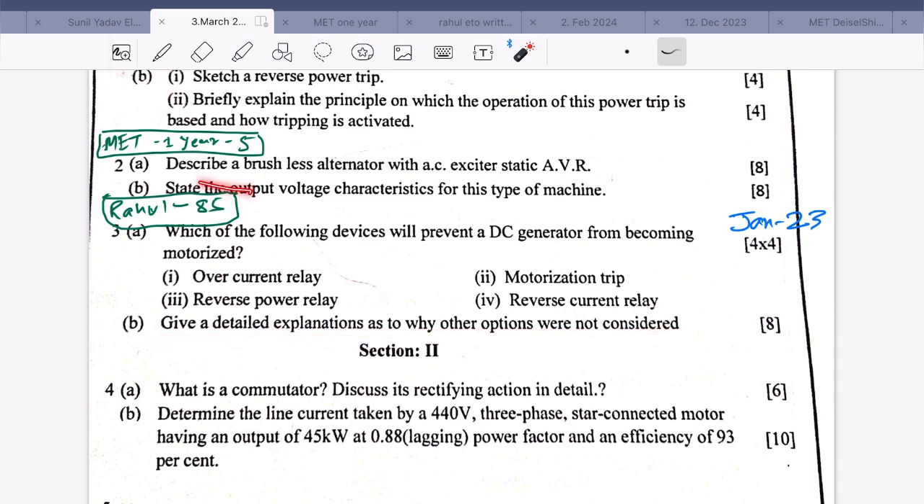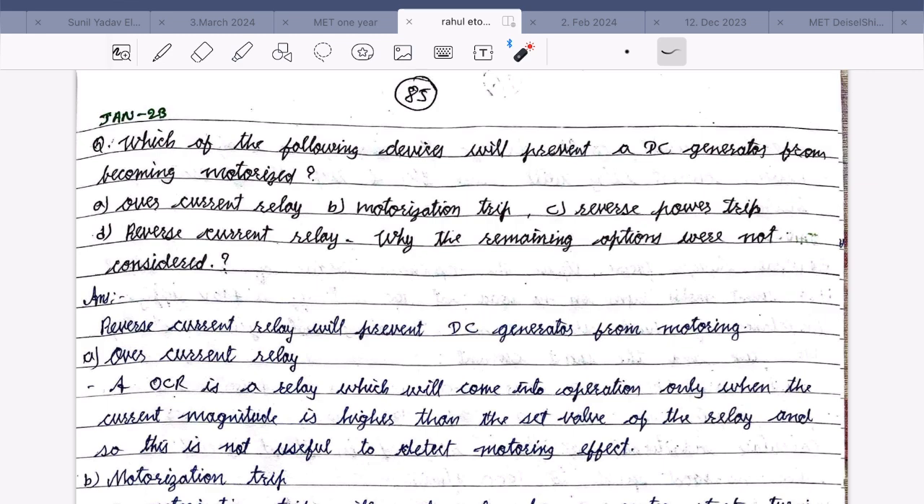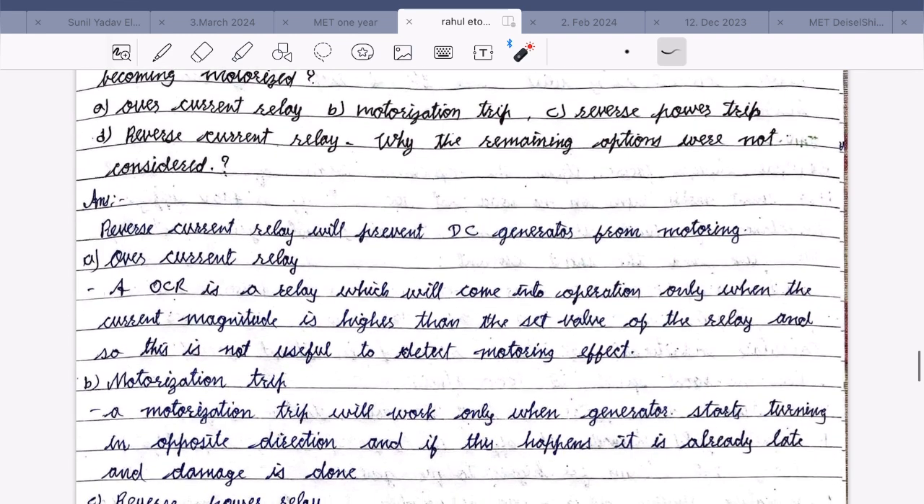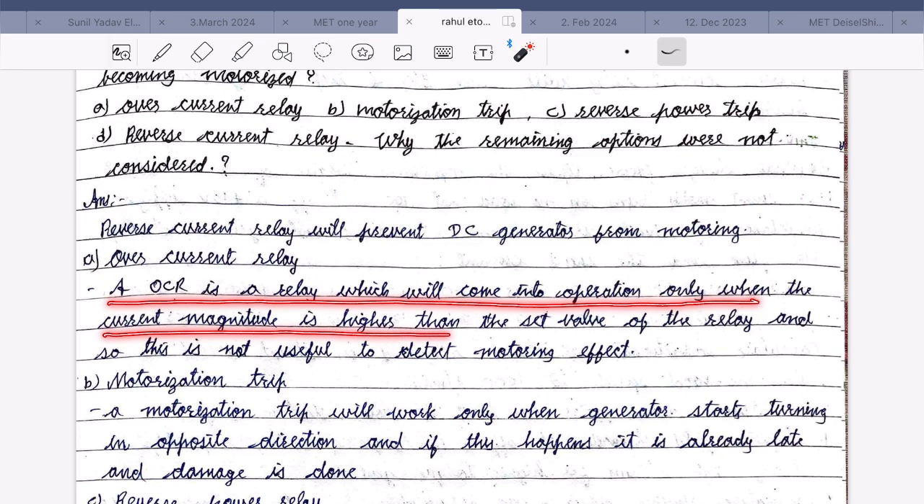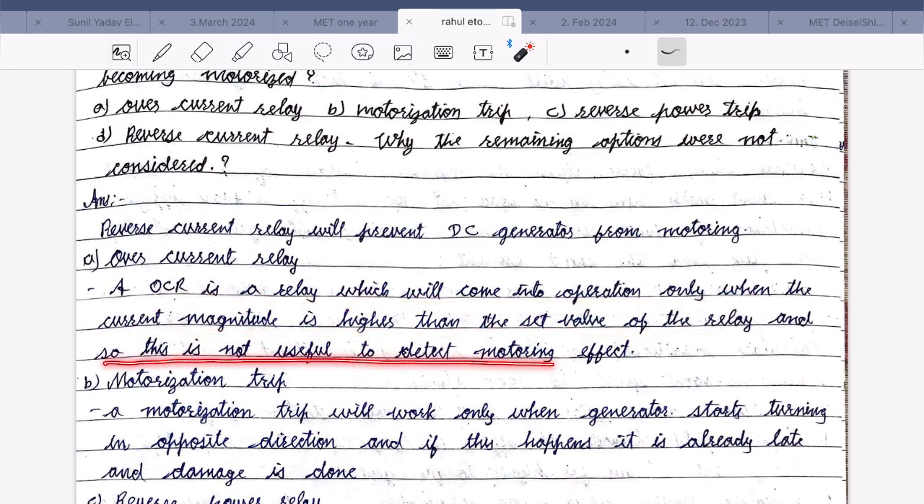You can find the answer of this question in Rahul page 85. Let's go to my notes in page 85. The same question, answer is here. Let's move on to option A, explanation. Overcurrent relay. An OCR is a relay which will come into operation only when the current magnitude is higher than the set value of the relay, and so this is not useful to detect motoring effect.